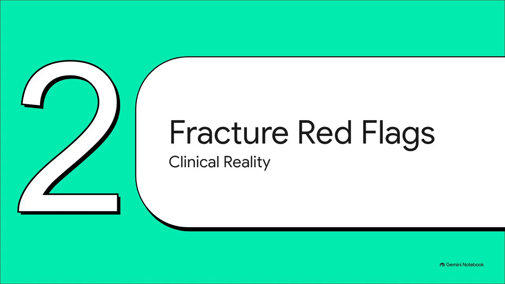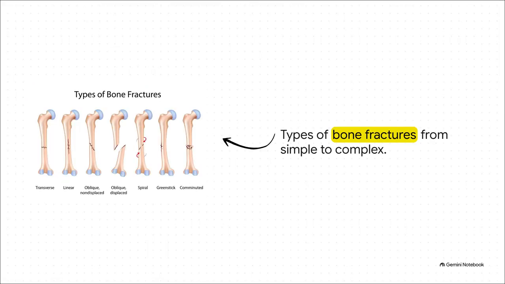Moving on to part 2, fractures and their clinical red flags. It's honestly wild to see the mechanical variety of bone breaks you'll encounter in a patient's chart. They range from these simple, straightforward linear cracks to spiral fractures caused by intense twisting forces, all the way up to highly complex comminuted fractures where the bone literally shatters into multiple pieces.